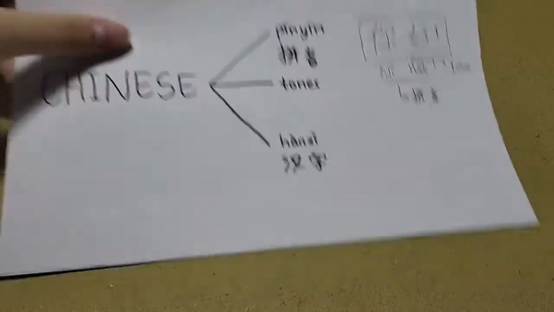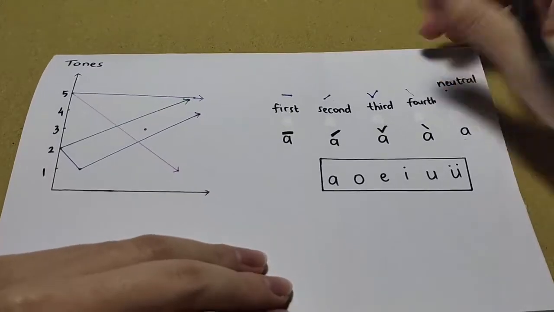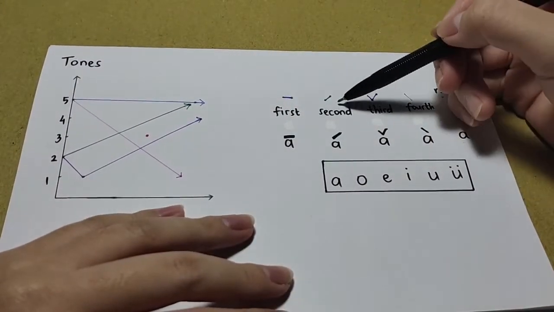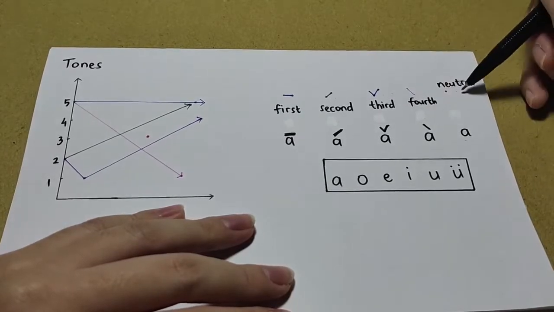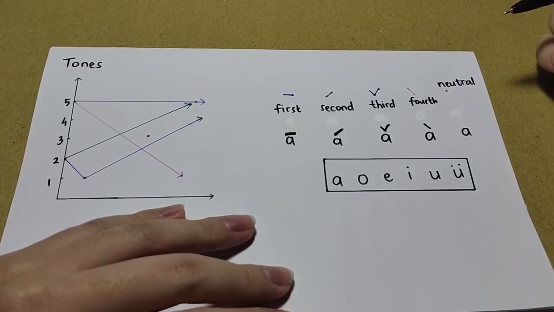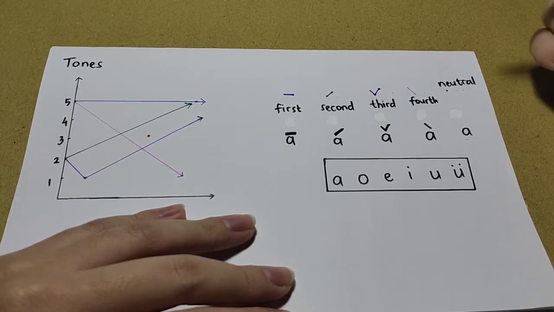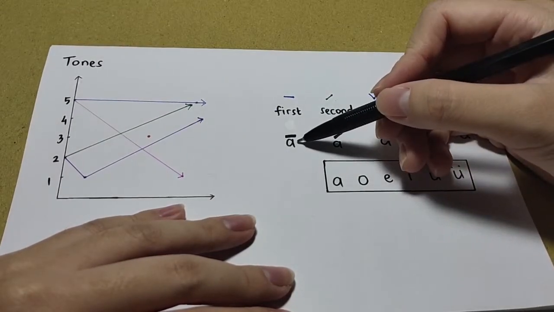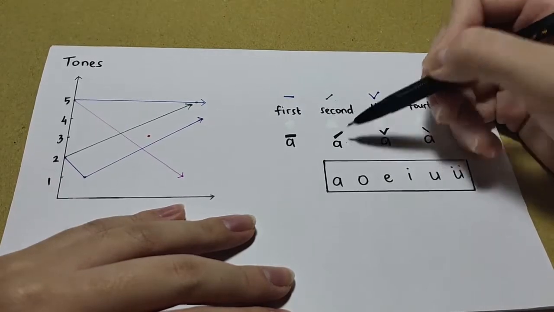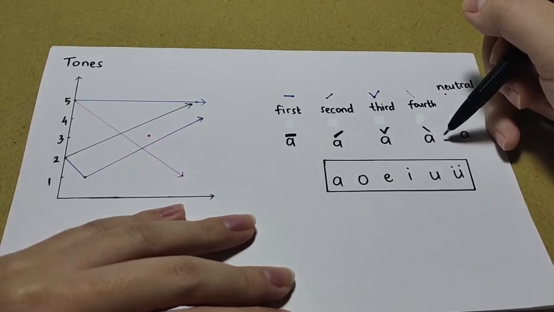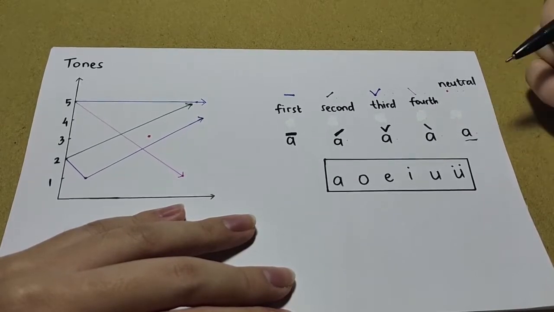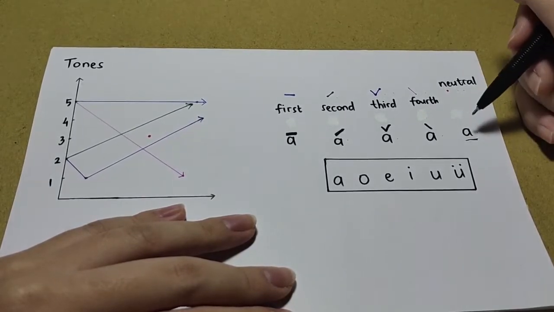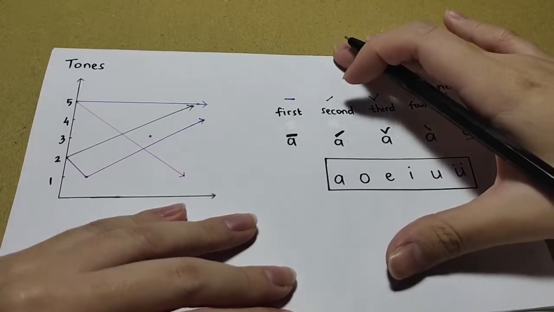So in Chinese, there are 5 tones. The first tone, the second tone, the third tone, the fourth tone, and the neutral tone. And we always write the tones on top of vowels, not consonants. Like this one, this is the first tone, the second tone, the third tone, the fourth tone, and the neutral tone. For the neutral tone, we don't need to put anything on top of the vowels.